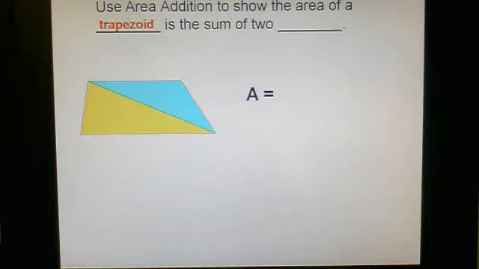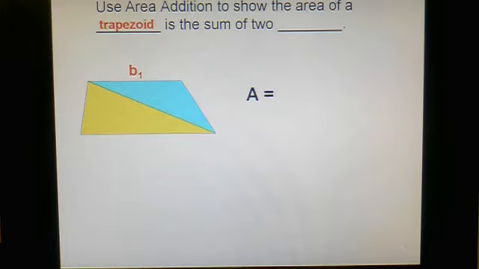Alright guys, I'm back talking about trapezoids again, part 3. So like I said, we're going to take this trapezoid, draw a diagonal in, and actually cut it into, as you can see, two triangles. We're going to again show the area of a trapezoid is actually the sum of two triangles.